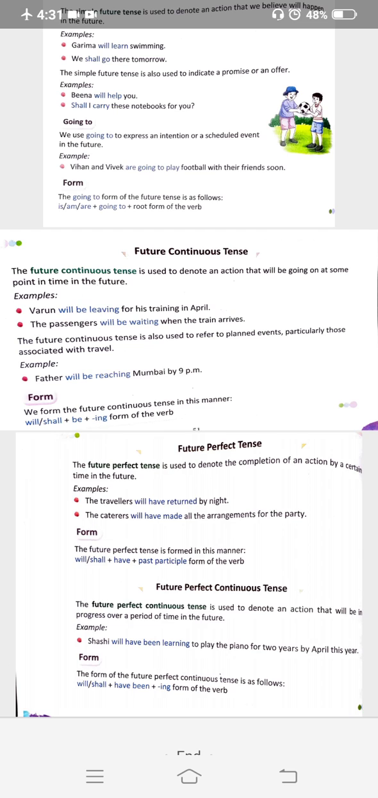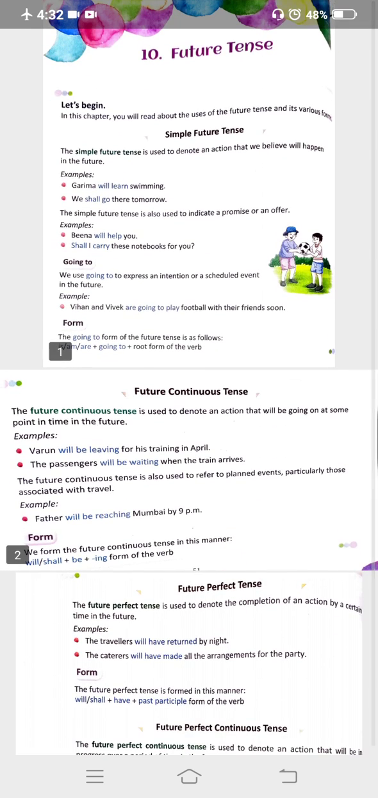So the form is will/shall plus have been plus ing. Again, will/shall plus have been plus ing. This is the form to make your future perfect continuous tense. So students, that was all about your grammar topic, the future tense.